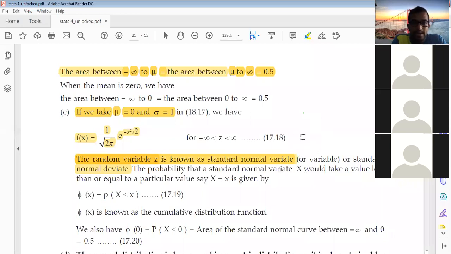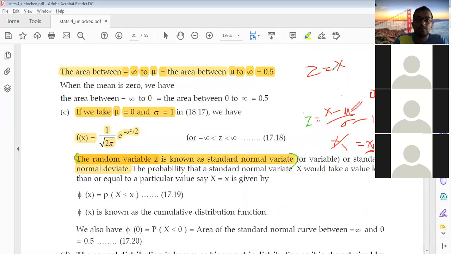And what is z? Please write it somewhere. Z equals to x minus mu divided by sigma. Standard normal variate. After writing this point, please write that z equals to x minus mu divided by sigma. This is called the formula. Because students, here otherwise z will be equal to x only, because in standard normal variate mu is 0, standard deviation is 1, x minus 0 is x, so x divided by 1 is x itself, so z equals to x.